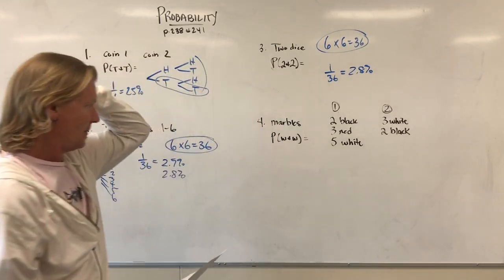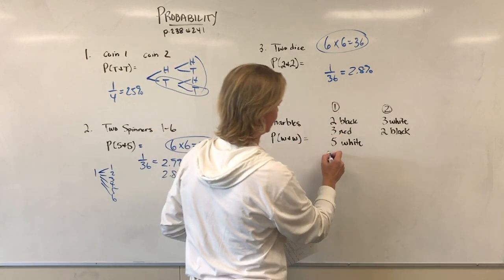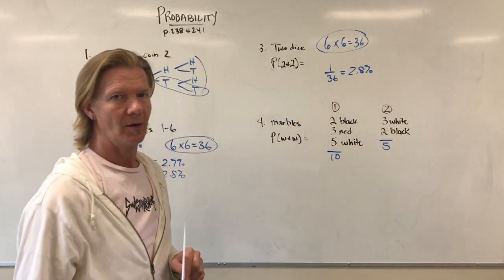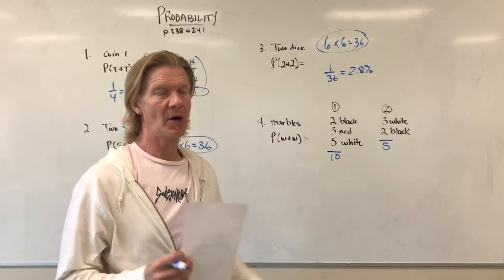This one's a little bit different, and it would be a lot of work, right? Because I have 10 different marbles in the first bag, and I have 5 different ones in the second, right? So I have 50 different possible outcomes that I could have.